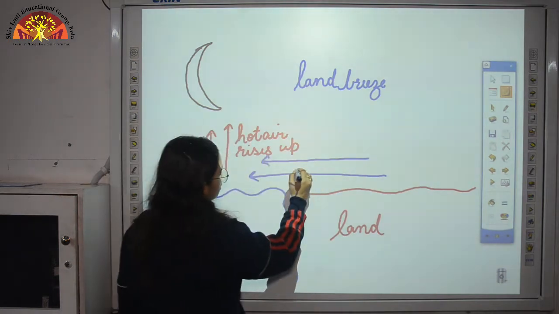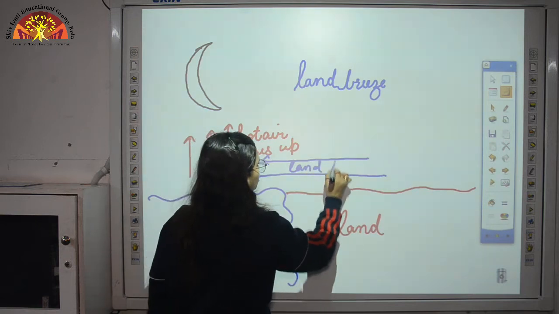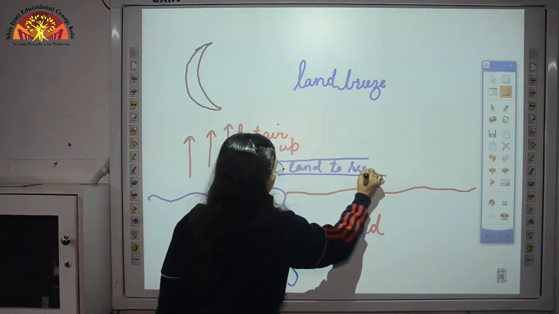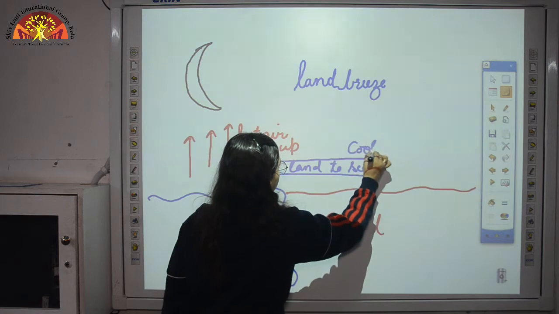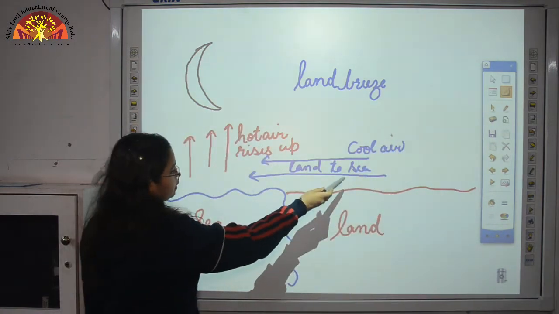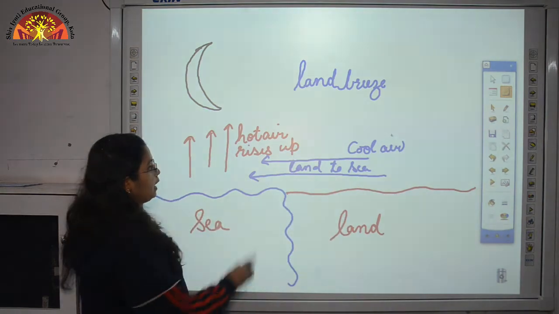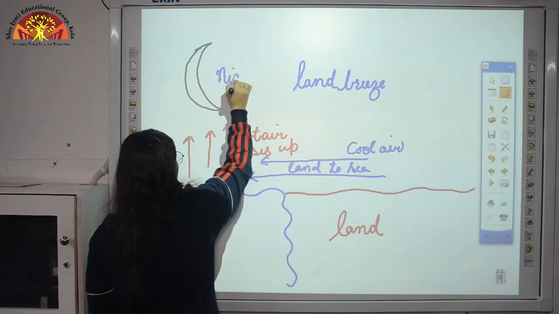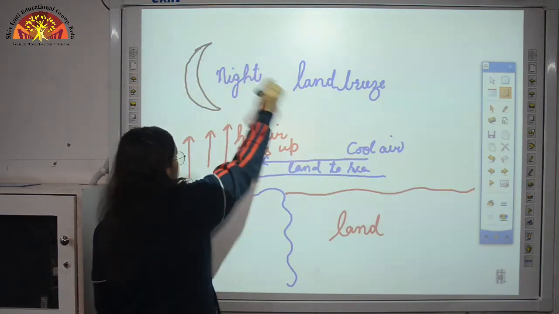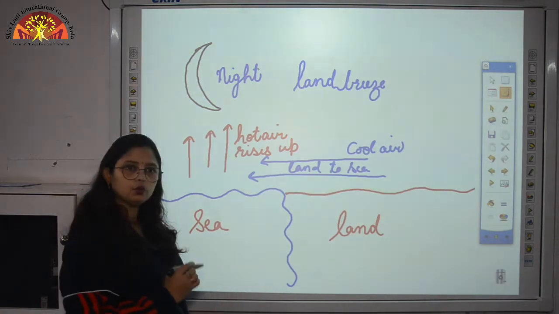So this is from land to sea, and this is the cool air. So now children, in this way you can see the air starts moving from land to sea. So this is called land breeze, and it occurs during the night time. So land breeze flows during night time from land to sea.